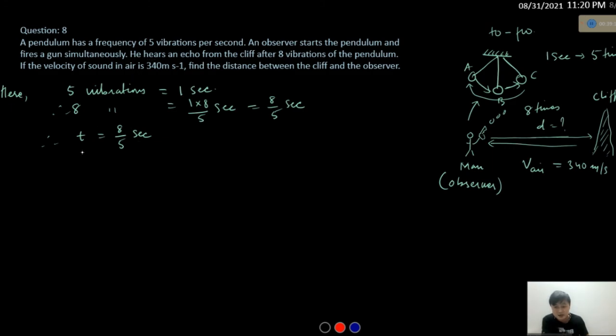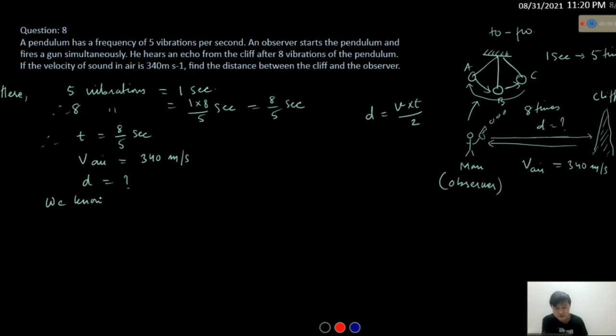And what is given here? The velocity of sound in air is given as 340 meter per second, approximately. And we have to calculate the distance. We already know that distance is equal to V into T upon 2.